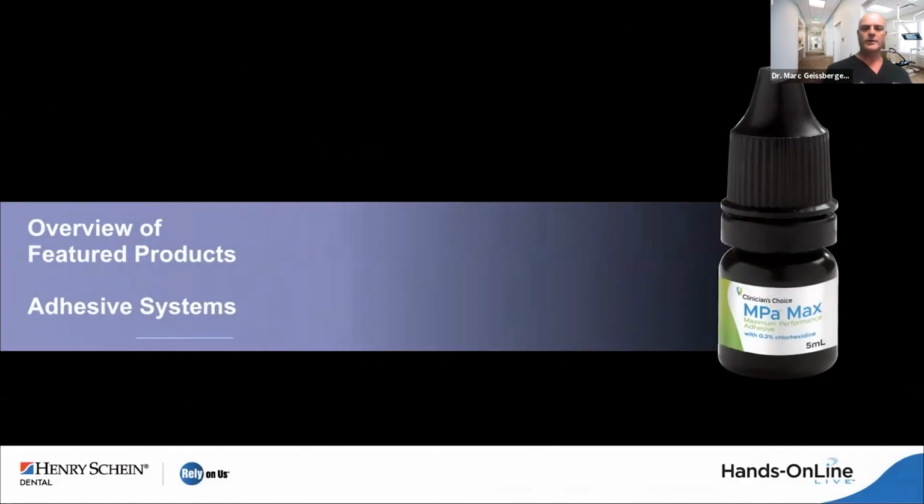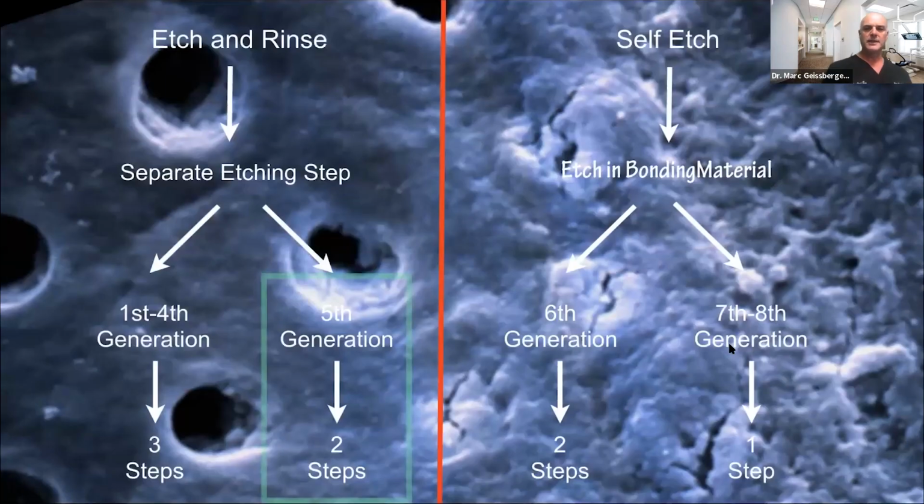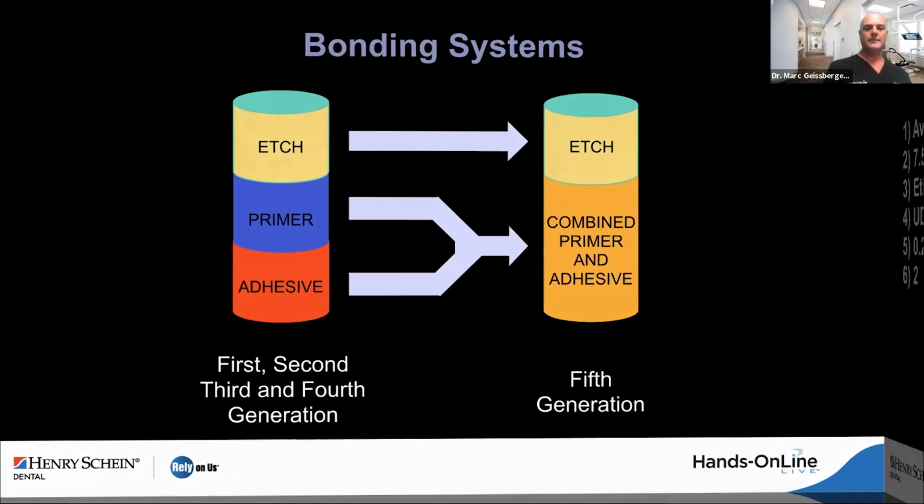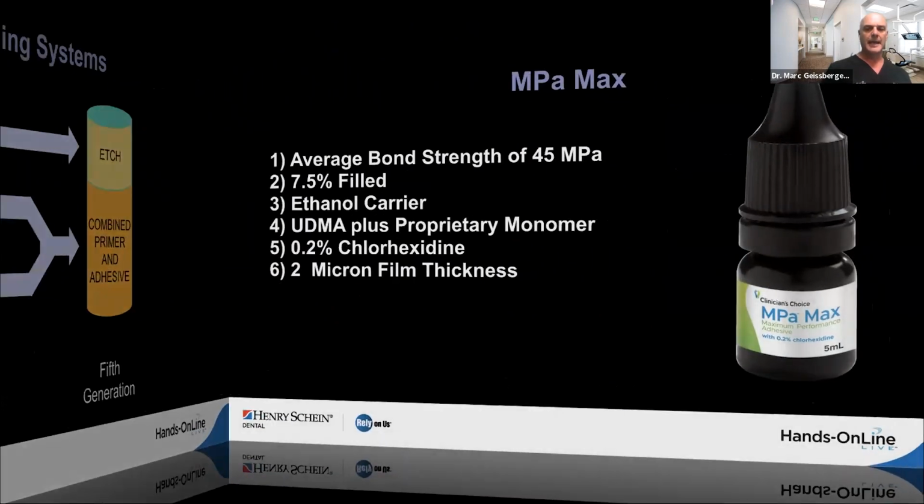So I want to go over some of the products I'm going to demonstrate tonight and let you know what I'm using. First, I'm using an etchant material and bonding agent that is a 5th generation. It is still a total etch technique, not a self-etcher, which requires that I apply the gel and etchant, the Max etchant, to the entire surface to be restored. Then I rinse it off, air thin it, and apply our MPA Max.